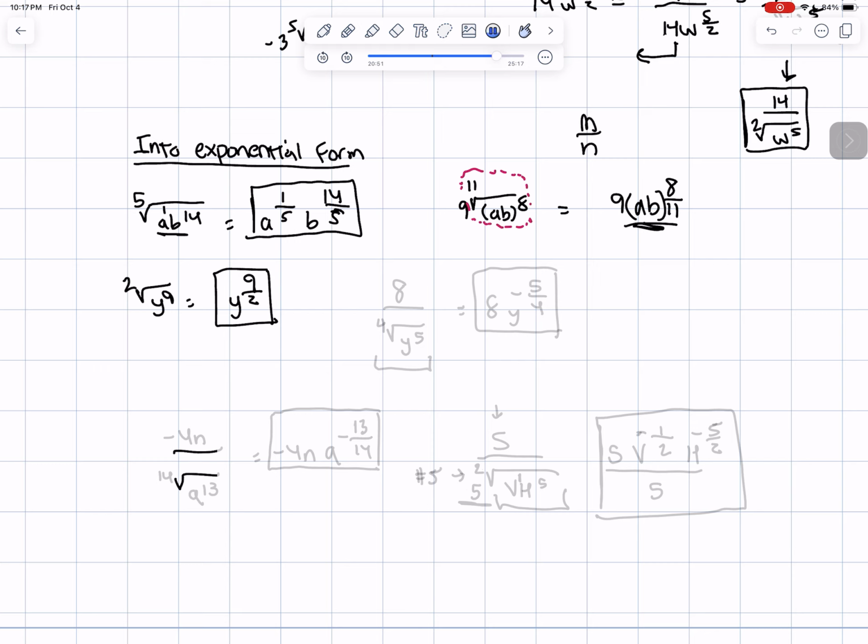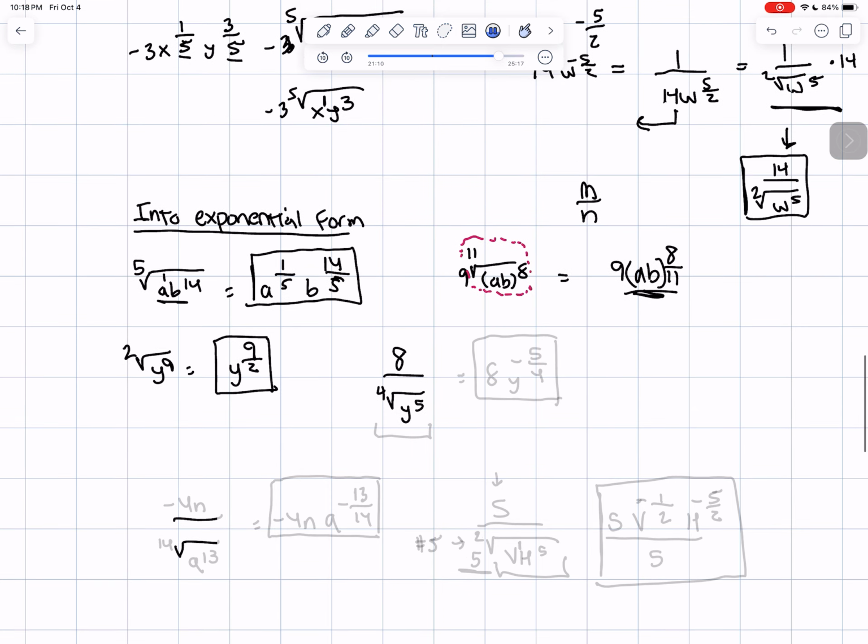Let's do one that's a fraction. So let's do 8 over 4 y to the 5th. Remember how in the last problem we multiplied by the 14 on the top? Well, we see the exact same thing happen here. So we know that the 8's going to be in the front. That makes it really easy.